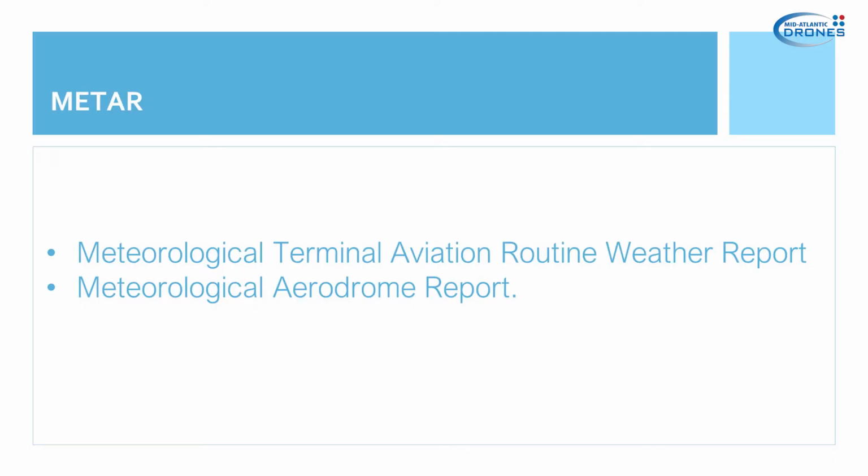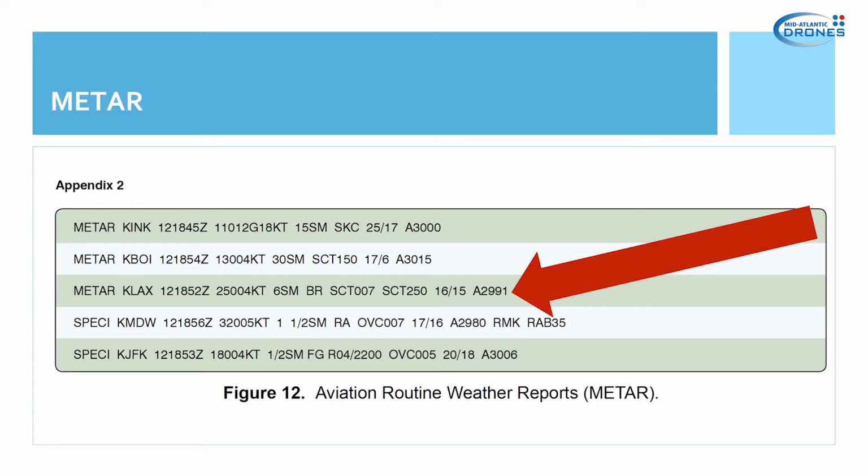First, let's talk about what METAR means. METAR stands for Meteorological Terminal Aviation Routine Weather Report. That's a mouthful. Or Meteorological Aerodrome Report. So this is the report at the surface, usually of an airport. That's why the word aerodrome is in there. And the METAR is going to look like this.